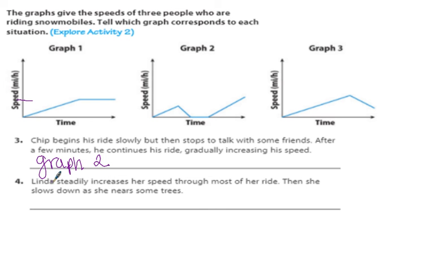All right, 4. Lydia steadily increases her speed through most of the ride, then slows down as she nears some trees. So we're looking for an increase and then a decrease. Which one has an increase and then a decrease? This is an increase and then a steady pace. They don't change their speed. And this is an increase and then a decrease. So that right there explains Lydia's. She speeds up and then she slows down. That would be graph 3.